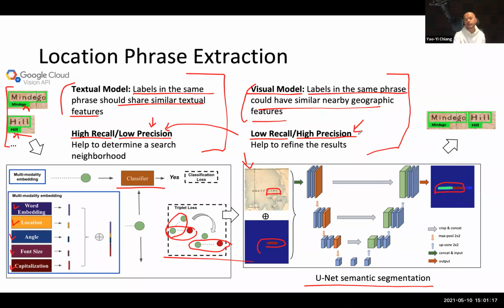So high precision means if you say these two should be linked, there's very high chance they should be linked. So the output looks like this, Mindego and Hill. Now we know they should be linked in the same phrase. So this is the location phrase extraction component.